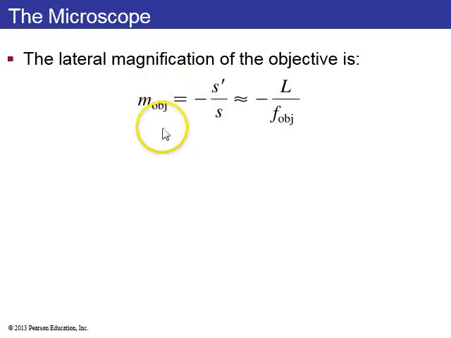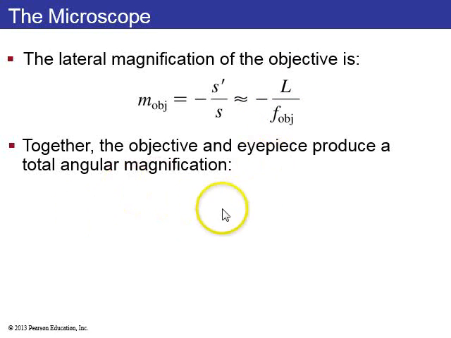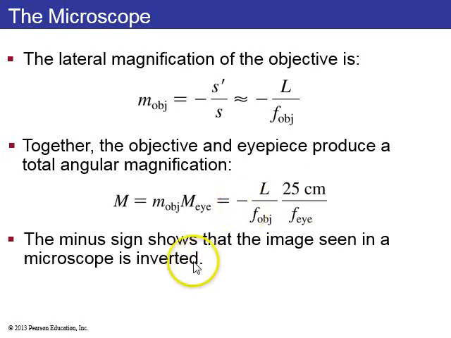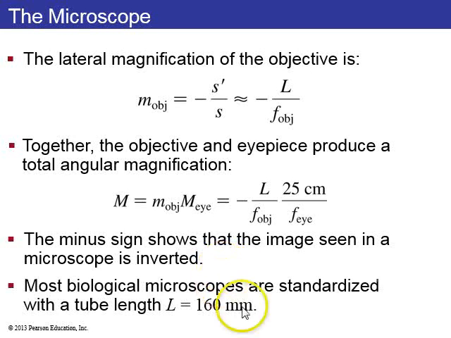So the magnification of the objective is s prime over s. It turns out to be negative L over the focal length of the objective, and we know that the magnification of the eyepiece is 25 over the focal length of the eyepiece. So combining these two magnifications by multiplying them, we end up with the total angular magnification of a microscope: negative L over f objective times 25 over f eyepiece. And there's a negative sign to remind you that the image is upside down.